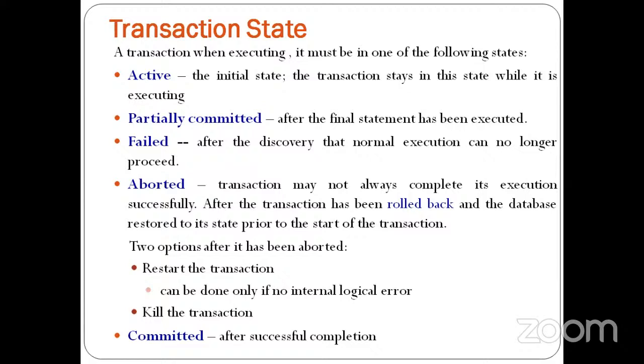An aborted transaction may not always complete its execution successfully. After that, the transaction should be rolled back to go back to the active state. If the transaction is aborted, two options are there. One is to restart the transaction, which can be done only if there is no internal logical error. Otherwise, the second is to kill the transaction. Next, committed. Committed is the end of the transaction after it is successfully done.